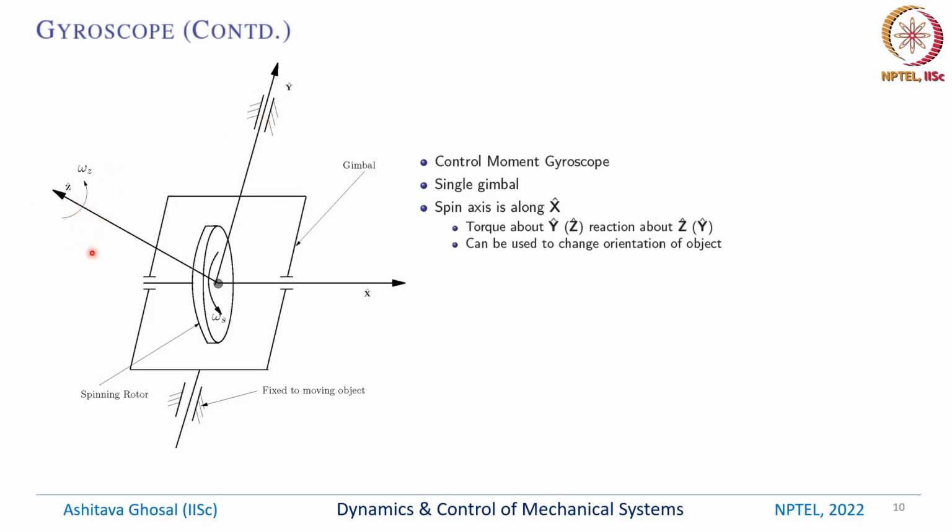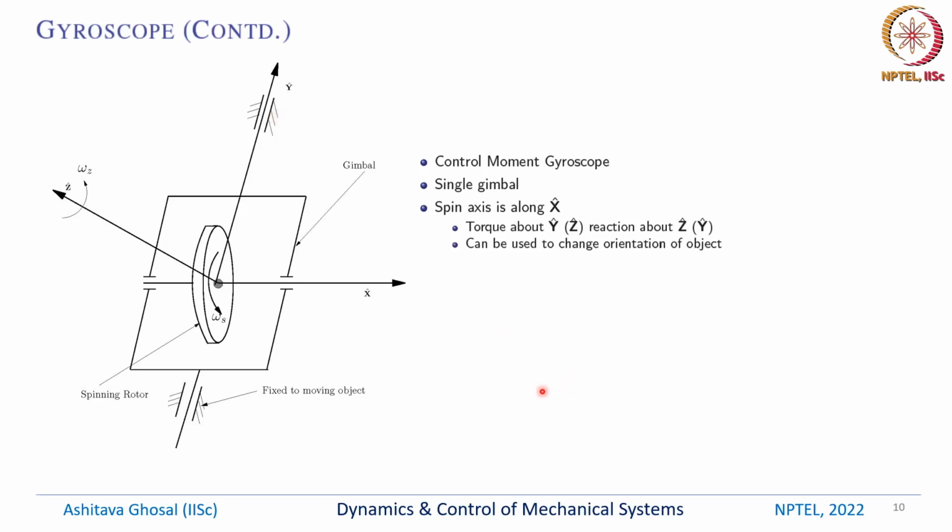So if there is a torque which is acting on this body on which this gyroscope is mounted, so this is fixed to the moving object. If there is a torque about the z axis, then the reaction can be seen about the y axis.